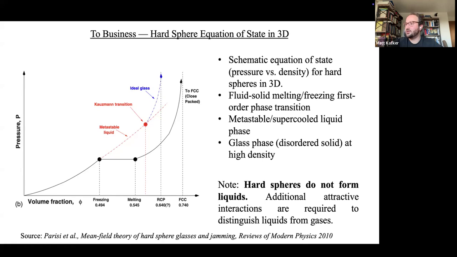Okay, any questions about this, the hard sphere equation of state at a qualitative level? And what we're going to do is our own studies, and we're going to vary the density. We're going to look at this kind of glassy phase. We're going to look at these crystalline phases, and we're going to look at the low density stuff as well.